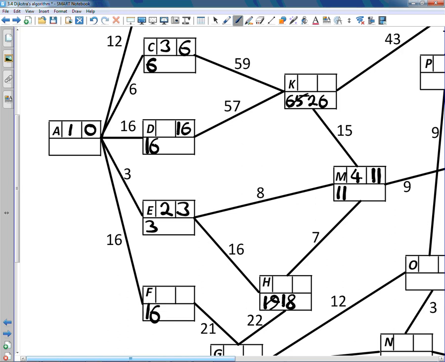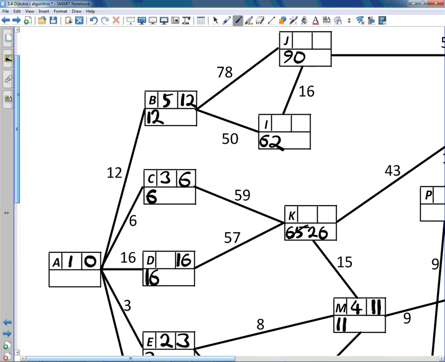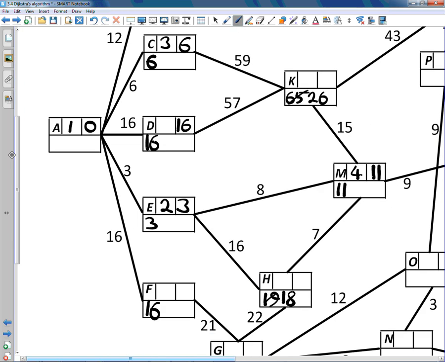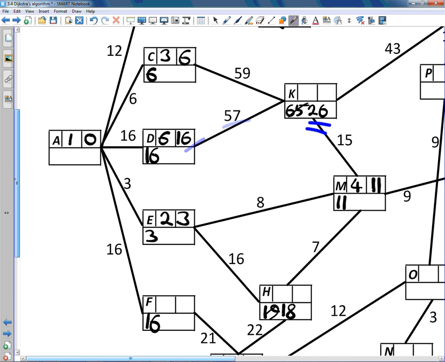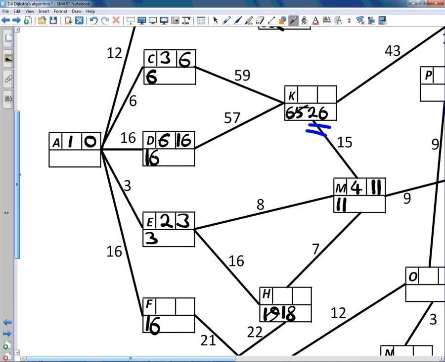I'm forgetting which number this is. What was that number up there? The fifth one. So this will be the sixth one. We can now connect to here, but it's not a very good route because 57 and 16 is way higher than 26. So that's not very good. So D's not really produced an efficient path, really.